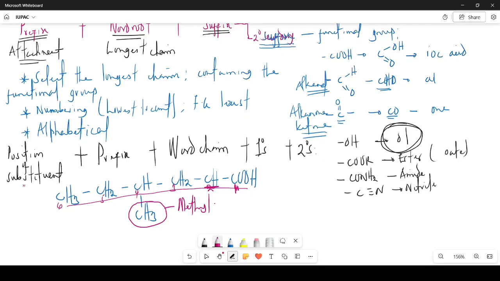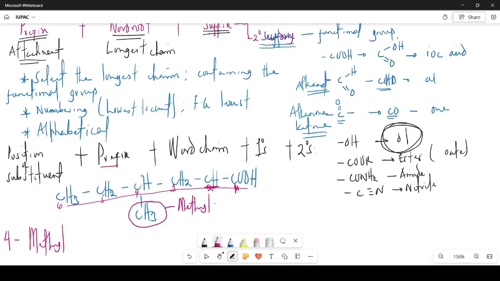If you want to name, what are you going to do? Position of the substituent. Where is the position of the substituent? Carbon 4. So you say 4. What is at that fourth position? You go ahead and name your prefix. And the prefix is methyl.